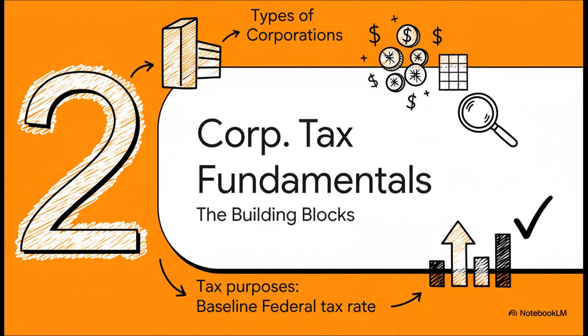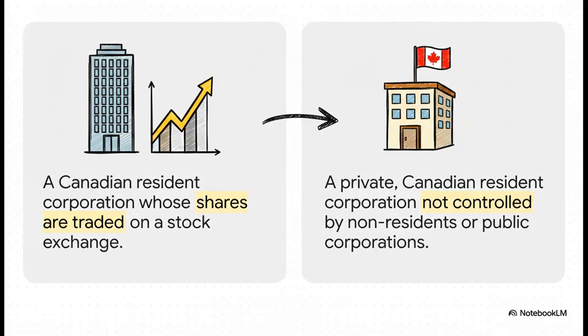Okay, first things first, we need to lay some groundwork. We'll distinguish between the main types of corporations that exist for tax purposes, and then we'll establish the baseline federal tax rate that acts as the starting point for all of them. So you've really got two main players on the field. On one side, you have your public corporations. Think of the big companies whose shares you can buy and sell on a stock exchange. And on the other side, you have the CCPC, which stands for Canadian Controlled Private Corporation. Now, for the vast majority of small business owners in this country, the CCPC is the structure that really matters, and so that's exactly where we're going to be focusing our attention.